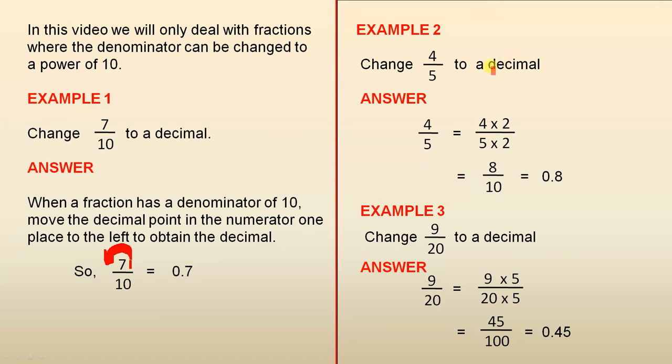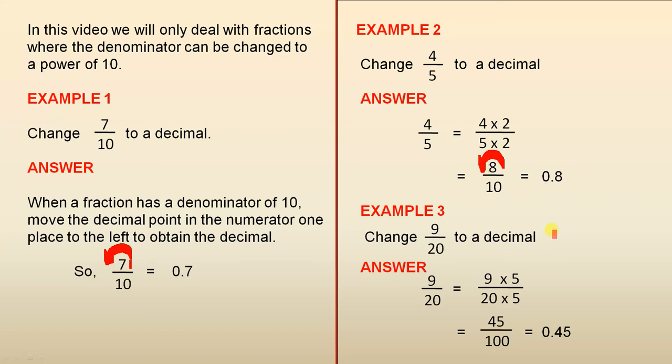Example 2, change 4 over 5 to a decimal. So we have 4 over 5. Now the object of the exercise is to get the denominator as a power of 10. It could be 10 or 100 or 1,000. For this one, if we multiply top and bottom by 2, that gives us 8 over 10, which is 0.8, because we're dividing by 10 and we move the decimal point one place to the left.